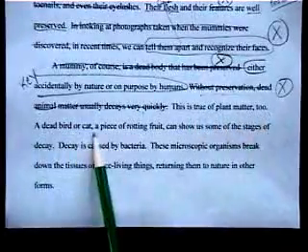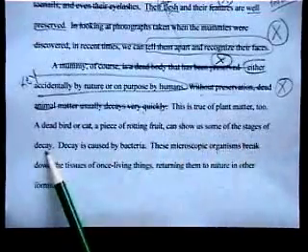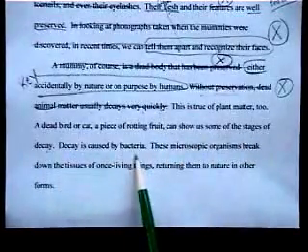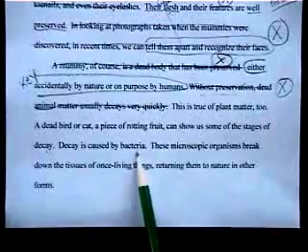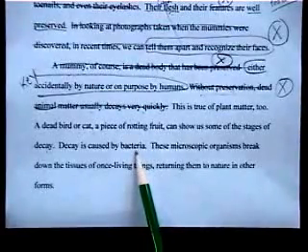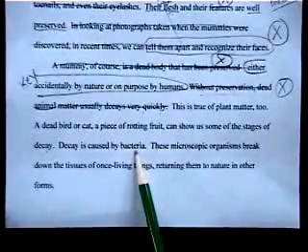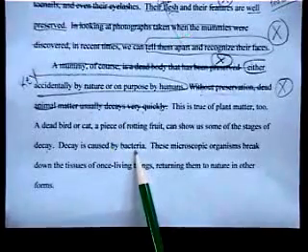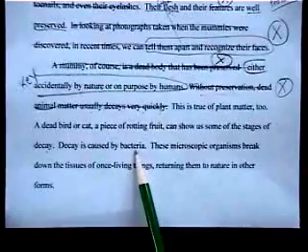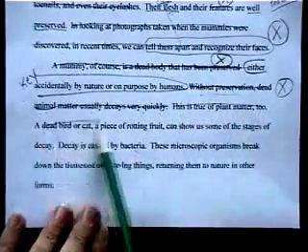Next sentence. This is true of plant matter too. A dead bird or cat, a piece of rotting fruit, can show us some of the stages of decay. Decay is caused by bacteria. Again, it seems like we're talking about what's not happening to a mummy. And we really want to focus in on the key ideas that tell us exactly what is happening when a mummy is preserved. So I'm going to just get rid of this.